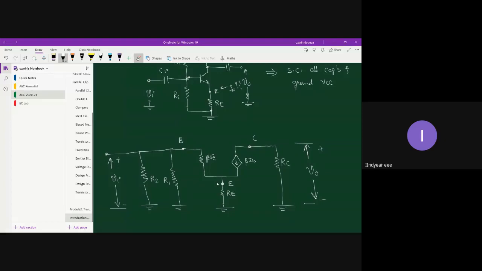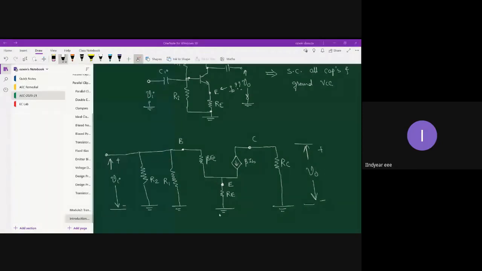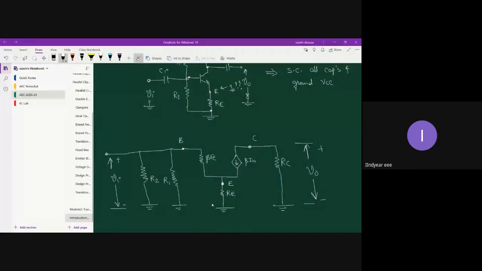Did you understand this step or no? Yes, sir. Okay, clear, right? Okay. So this is the meaning of bypass capacitor and unbypassed capacitor. The same analysis holds good for emitter bias circuit also. The only difference between voltage divider bias circuit and emitter bias circuit is that you will not have the R2 resistor in emitter bias circuit. Okay, that's the difference.